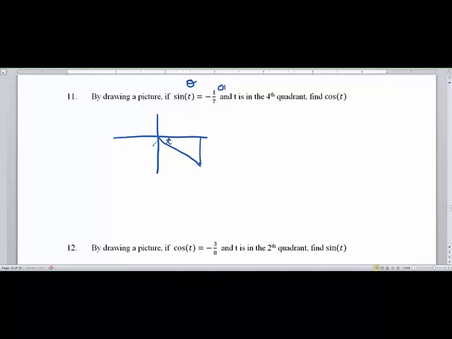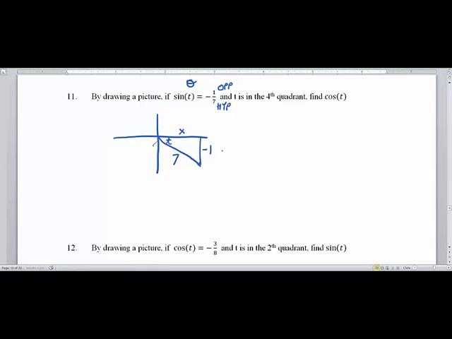Now sine's relationship is the opposite over hypotenuse. And so from angle t, we're going to go to the opposite side, which is going to be a 1, and the hypotenuse side, which is going to be a 7. Now you'll note that there's a negative here. Which one would get the negative? We're going to put the negative with the y value, because in the fourth quadrant our y value is negative, and our x value is positive.